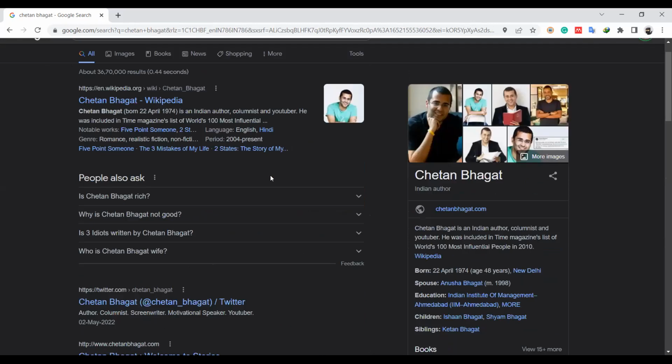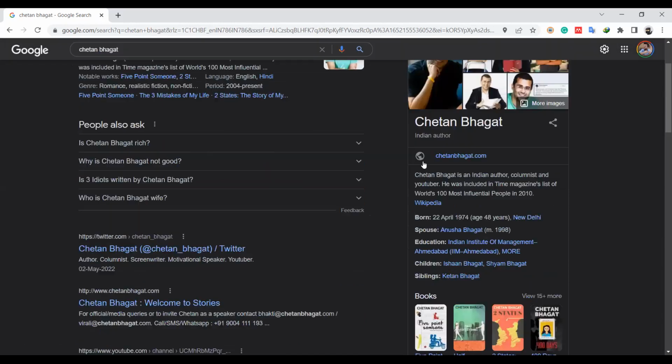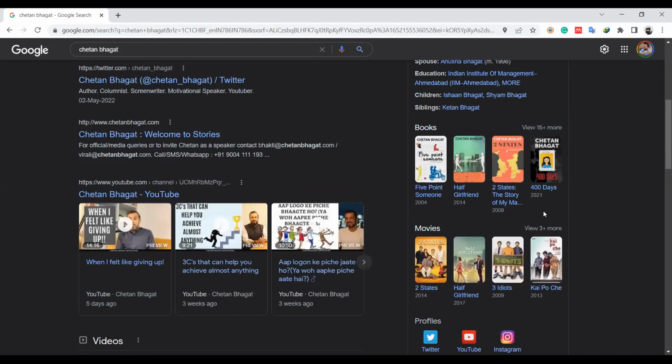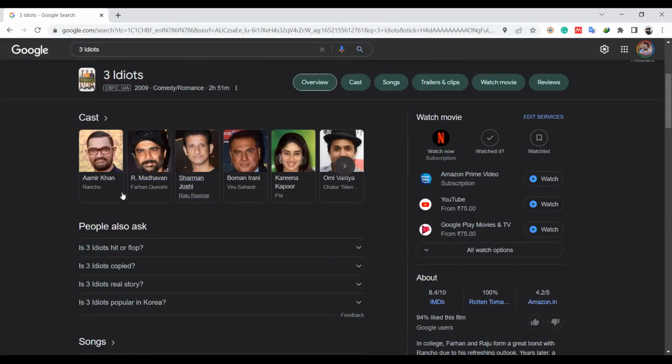So the first thing, the query was the name of the author. Google gave me the basic information about this person. Then books, which books he has written. Also the movies. Now if I click on a movie, let's say Three Idiots, it will also show me multiple examples of other movies around that time era. This second movie is also around the same era, and Two States and Kick are from 2014 only. Then the cast also, so multiple things are connected.